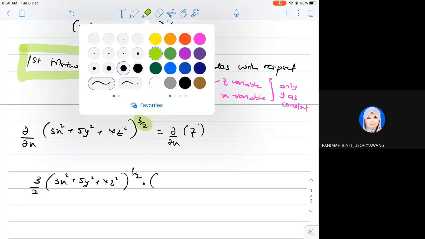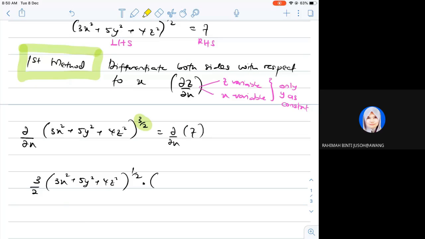So we should differentiate what? Which is the variable now? X and Z. Yes, x and z. Good. So we have to differentiate 3x squared. We will get 6x. And then we also have to differentiate 4z squared. We will have 8z. But if you differentiate z, don't forget to put del z over del x.